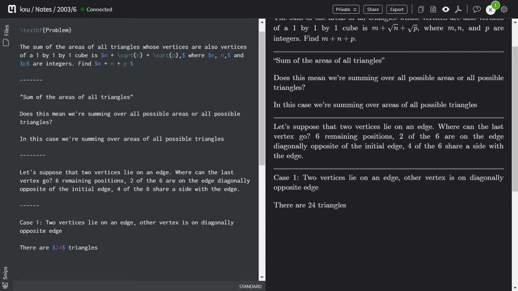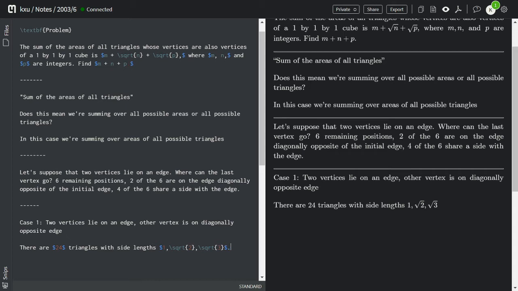And with area, let's not calculate area first. You know the side lengths instead. Because two vertices lie on an edge, one of the sides has to be 1. The other vertex is on the diagonally opposite edge, so here's where a diagram really helps. When you draw a good diagram, you can see that our last vertex will share a side with one of the two vertices. And this gives us our distances of root 2 and root 3, because it will be diagonally opposite to the other vertex.